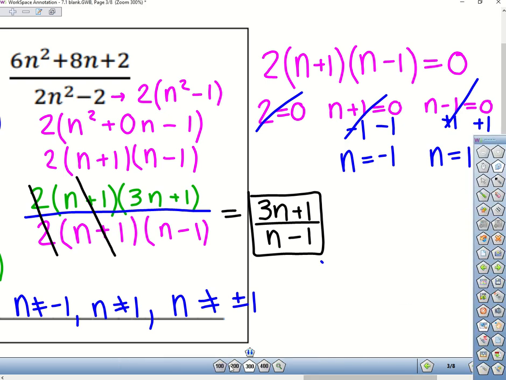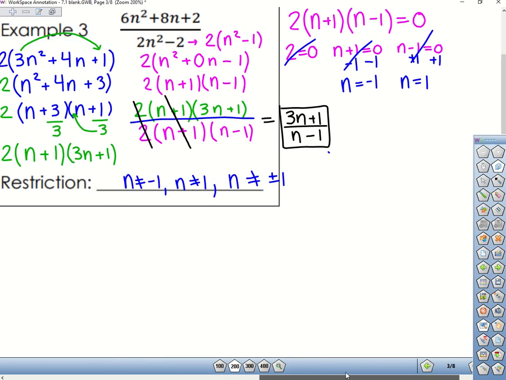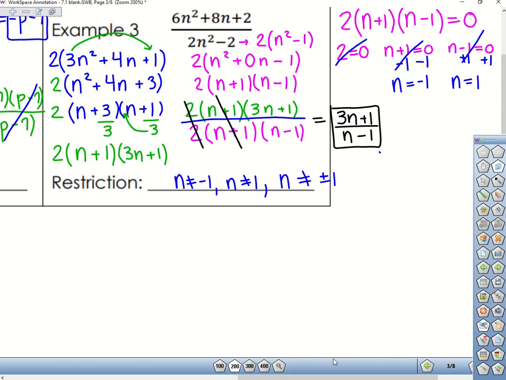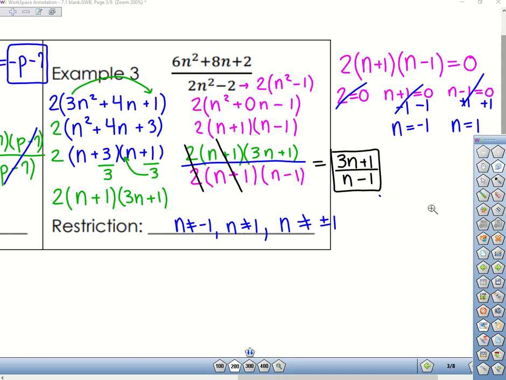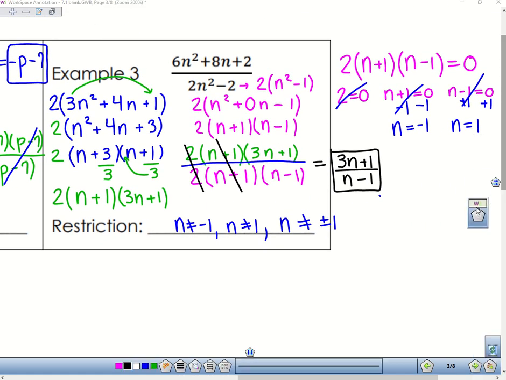So does anybody have any questions about any of these ones? I'll zoom out so you can see it. Any questions on this one? Now, once you get good at this, you don't need to show every step and every little detail. I'm exaggerating, showing every step and every little detail. Let's move on.